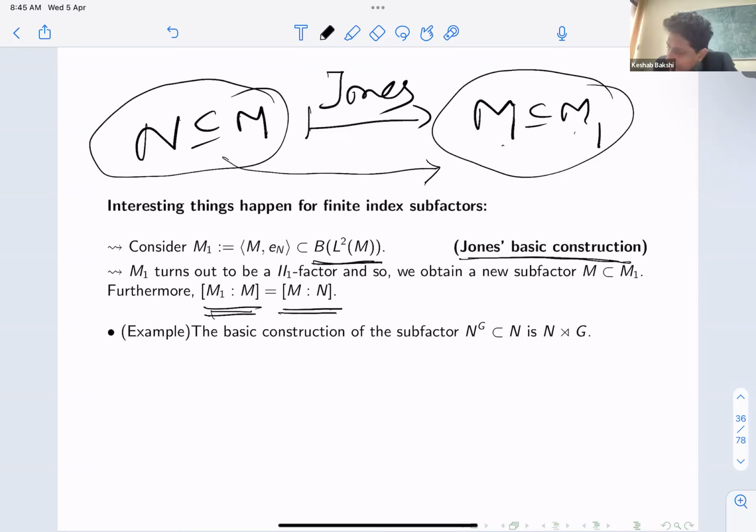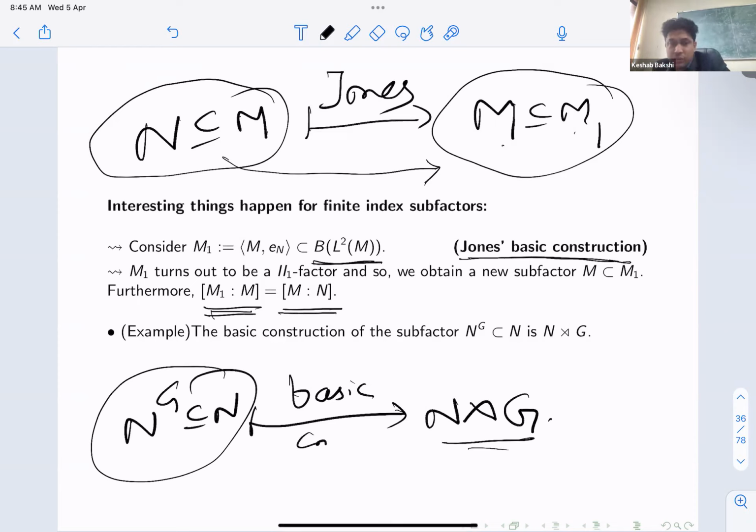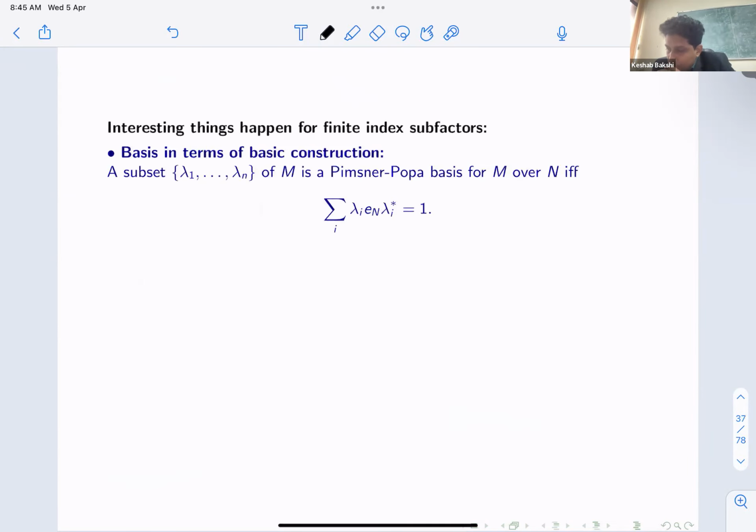For example, if you have a fixed point subfactor N^G subset N, and you do the basic construction, you can get the crossed product. So you can understand the crossed product as the basic construction of the fixed point algebra. So this is one example.